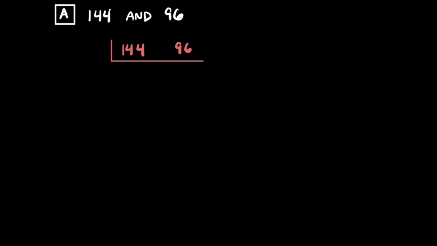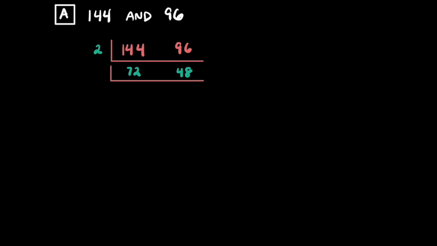At this point, we need to think of what number we can divide 144 and 96 by. Any number that you think of that goes into both is usable here. Since these numbers are a little bit on the bigger side, I'm going to start with saying 2 because they're both even. Half of 144 is going to be 72, and half of 96 is going to be 48. This is the second layer of the cake.